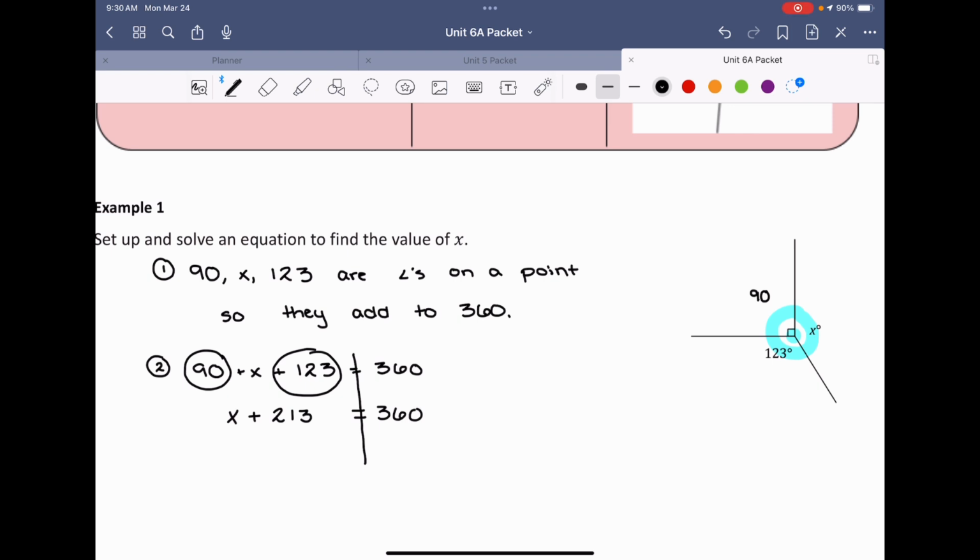I'm going to isolate my variable, so minus 213 on both sides. I have 360 minus 213, which is 147. Let me just go back up and check. It says find the value of x. That's exactly what I did, so I'm going to box in my answer.